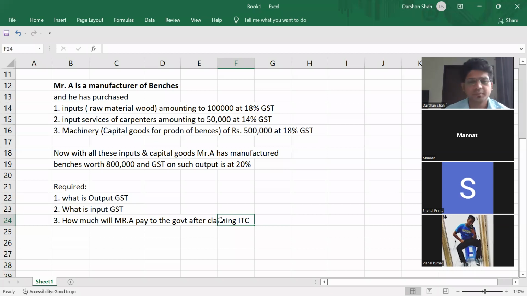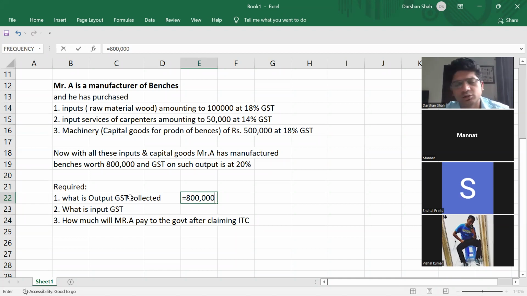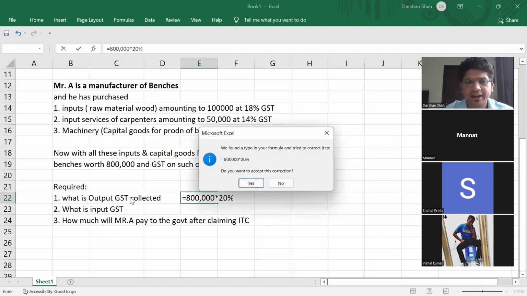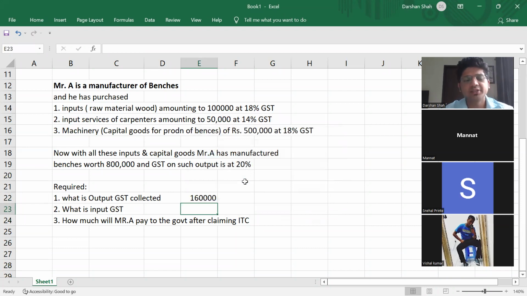So what is the output GST collected? How much is the output GST collected? Is the 5 lakh inclusive of GST? Nothing is inclusive of GST. Okay. It's multiplied by 20%. So 8 lakh into 20%, 1 lakh 60 is what Mr. A will collect from his customer.